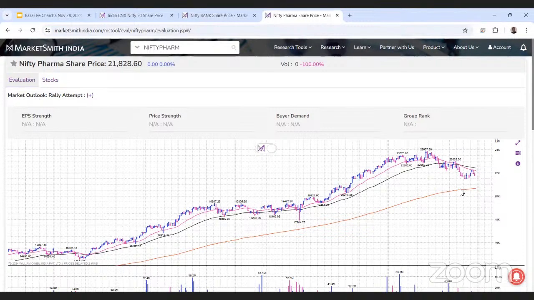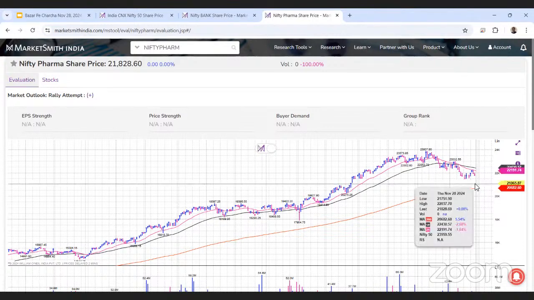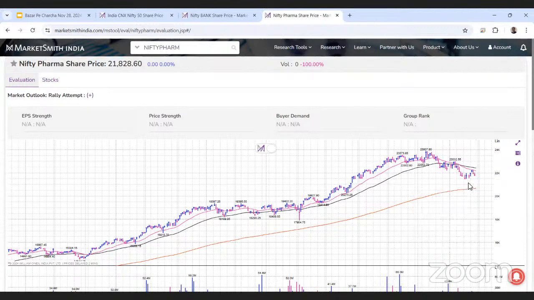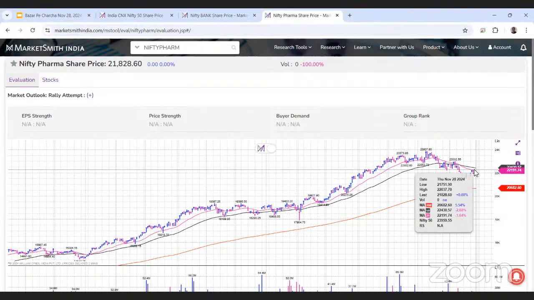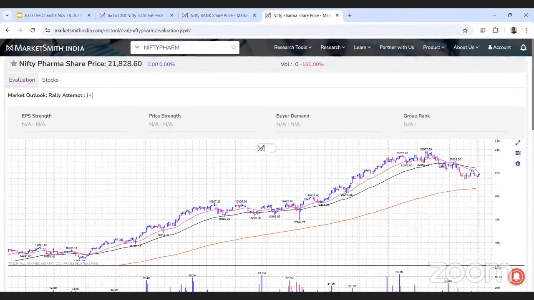But suppose it crosses and holds the 100-day moving average. The 100-day moving average is currently placed at approximately 22,400. The 50 DMA is also placed around 22,400 here. So suppose it crosses and holds about 22,400, then we can say that the possibility of going toward 23,000 will open.